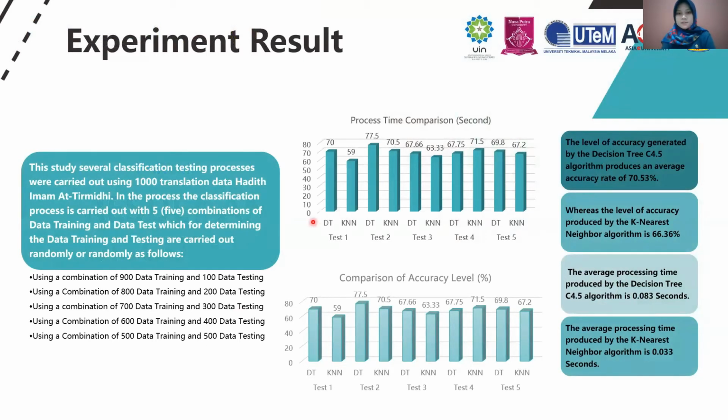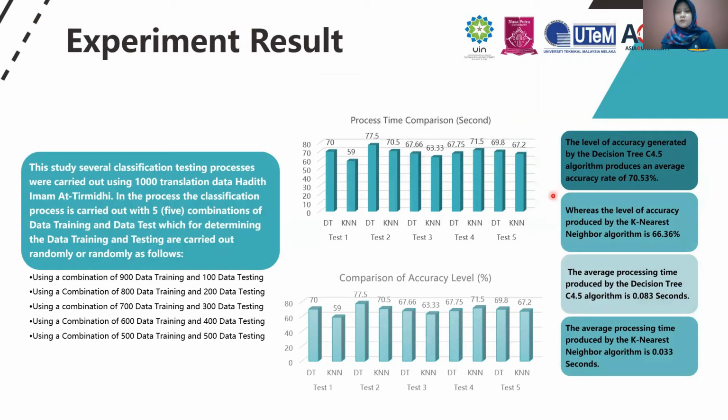And this is the graphic visualization of time process comparison between decision tree C4.5 and k nearest neighbor. And then this is the comparison of accuracy level of decision tree C4.5 and k nearest neighbor algorithm.